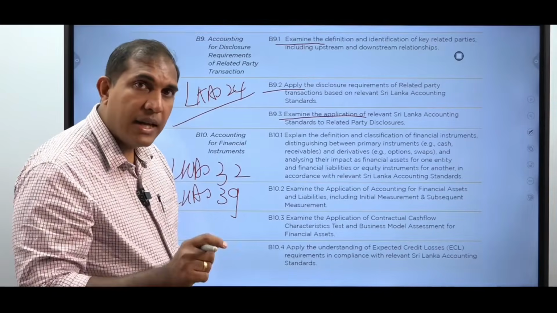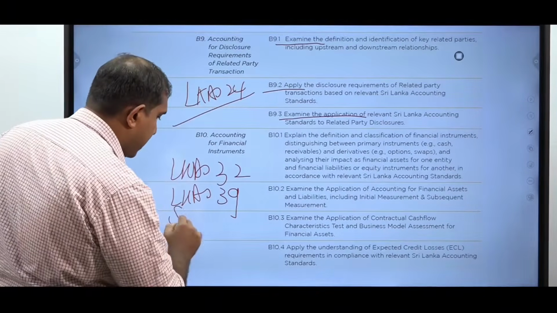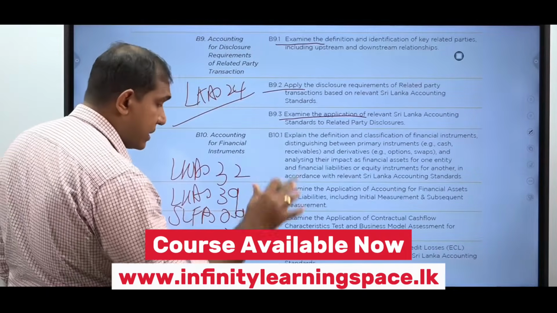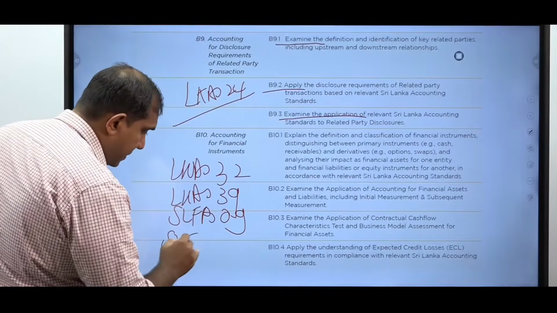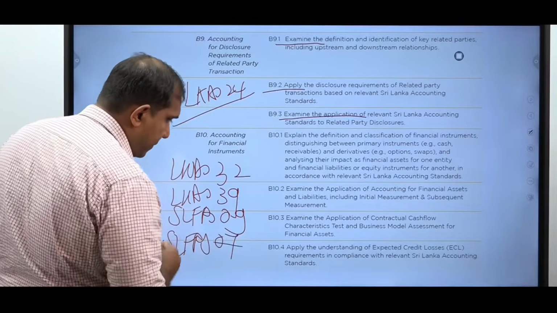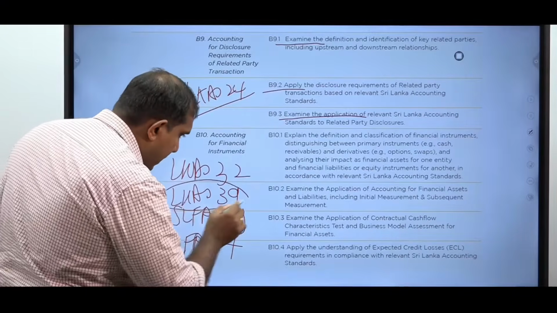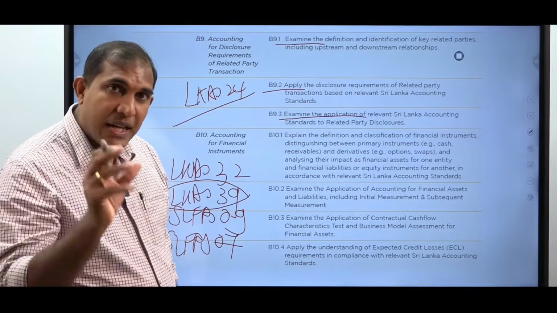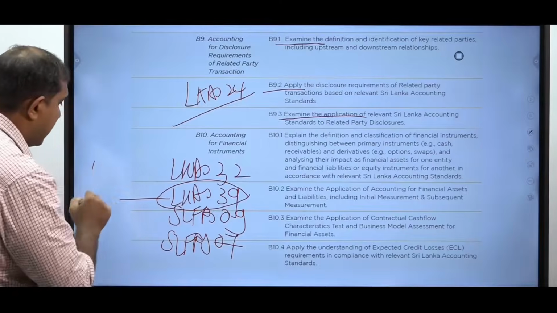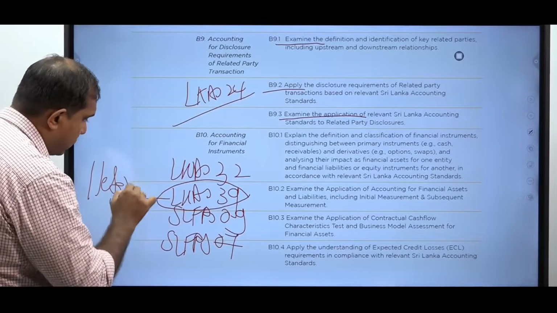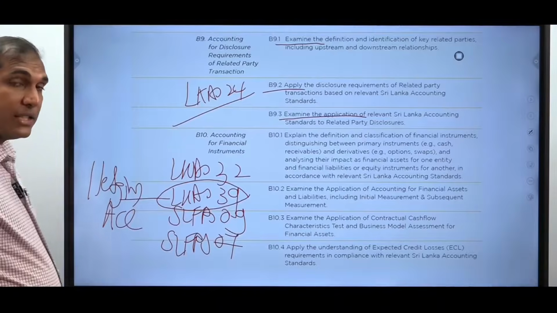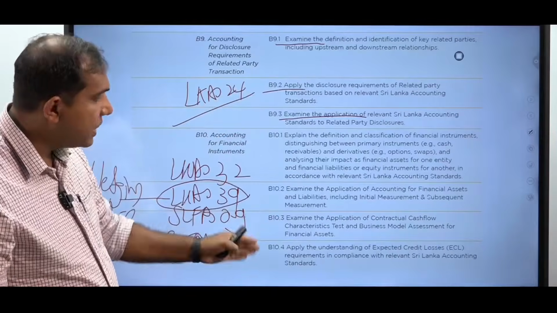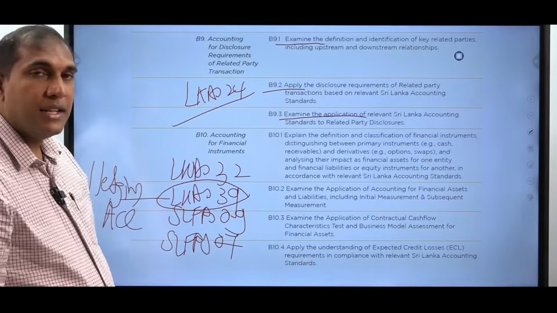Then instead of that, new standard SLFRS 9 issued for the recognition and measurement. Then for the disclosure purpose, SLFRS 7. So we'll see this part now. LKAS 39 is still alive, still available. That standard only focuses on hedge accounting. We'll see whether hedge accounting is inside the syllabus or not. So learning objectives are there. So we'll read and try to understand.